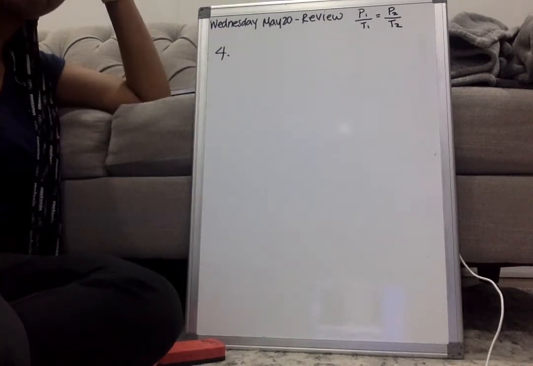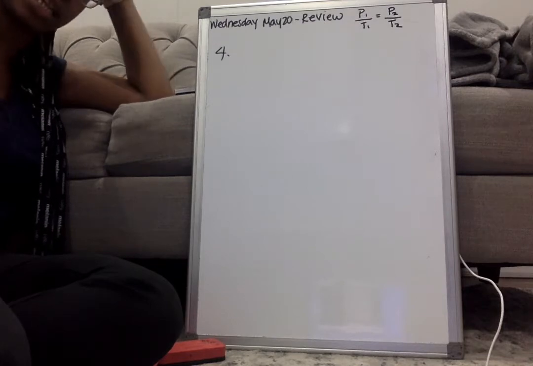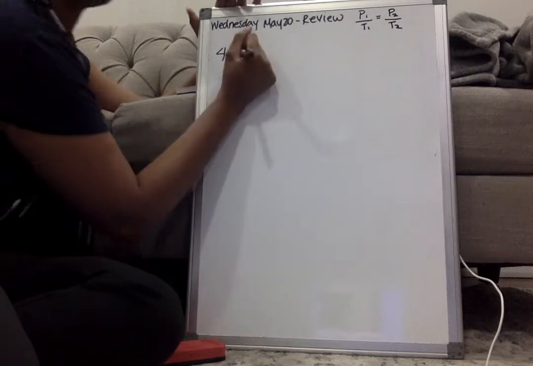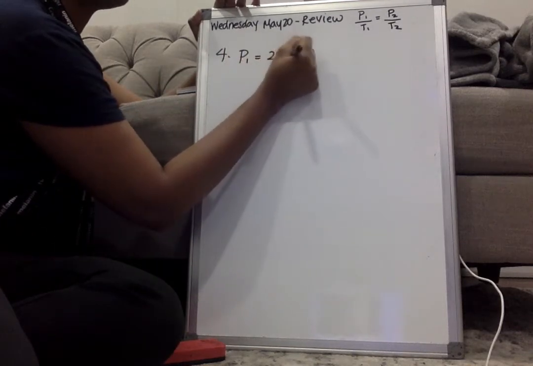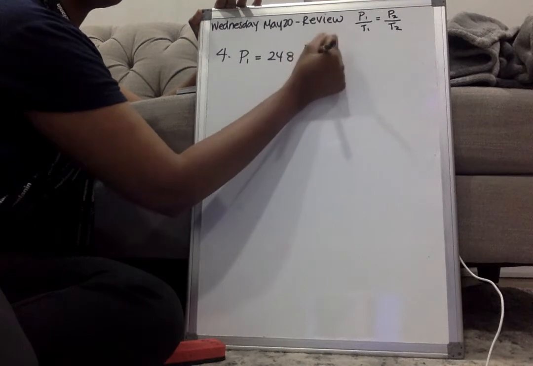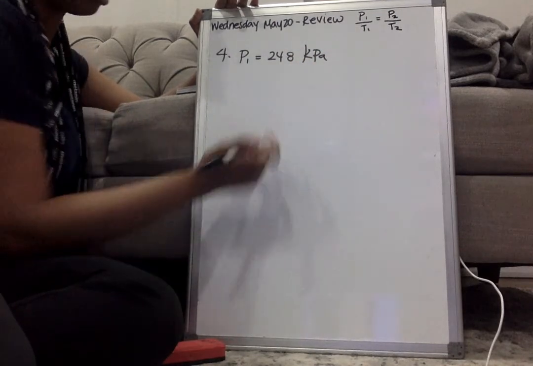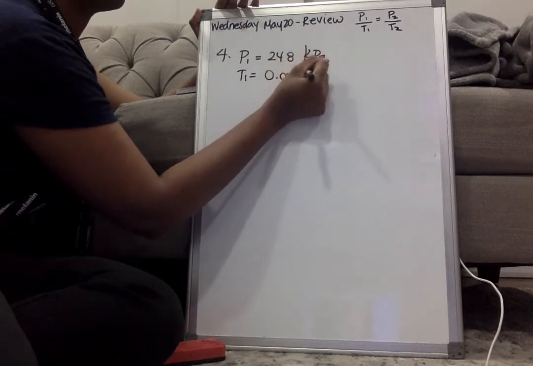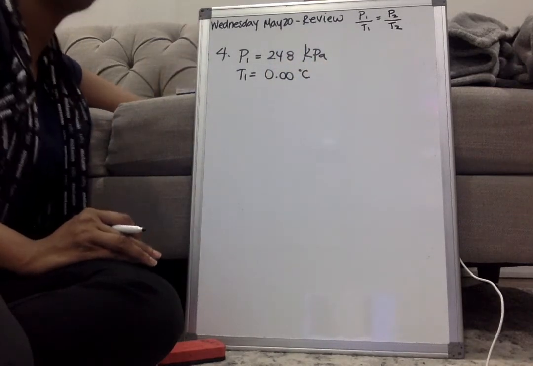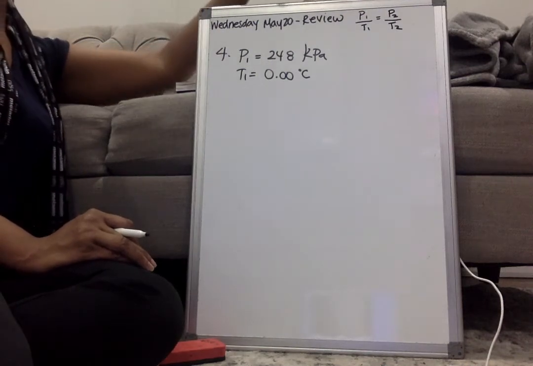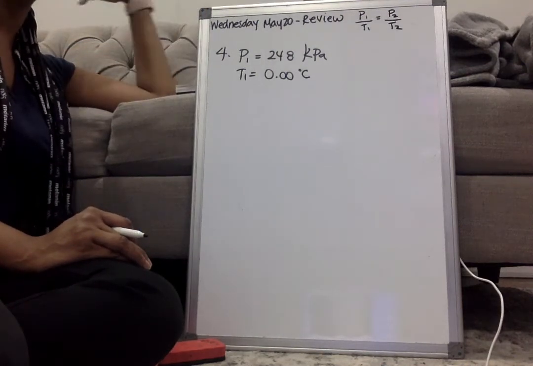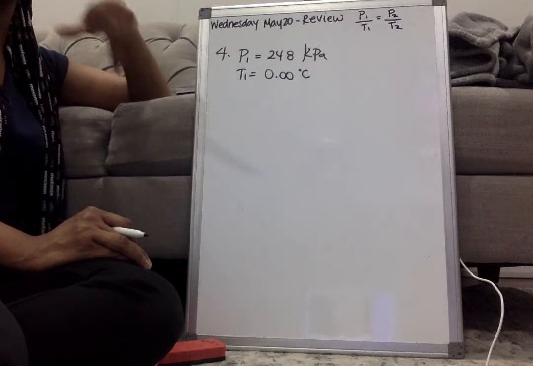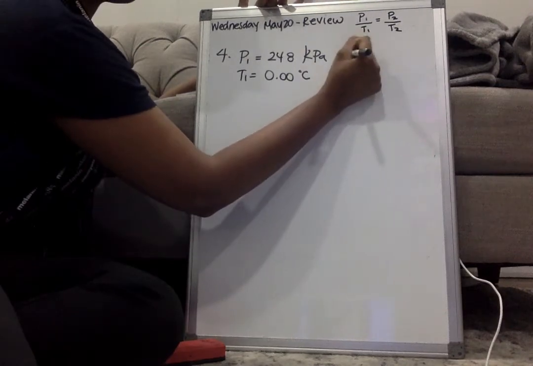A gas thermometer measures temperature by measuring the pressure of a gas inside a fixed volume container. The thermometer reads a pressure, P1, of 248 kilopascals at a temperature of 0 degrees Celsius. A lot of you messed up on here as well. You put 0 into the formula when you know that's not going to work out. Your answer will be 0. This is why we have to change Celsius into Kelvin, because you won't have those numbers.